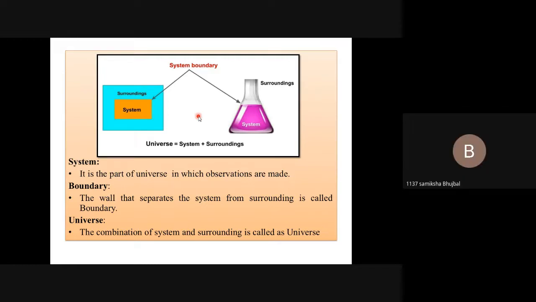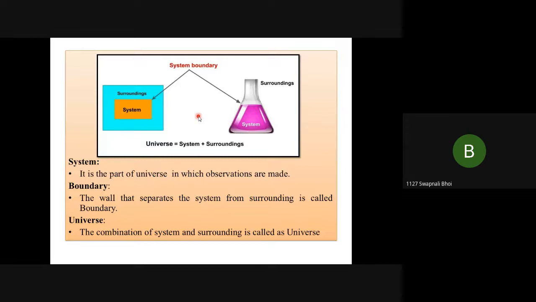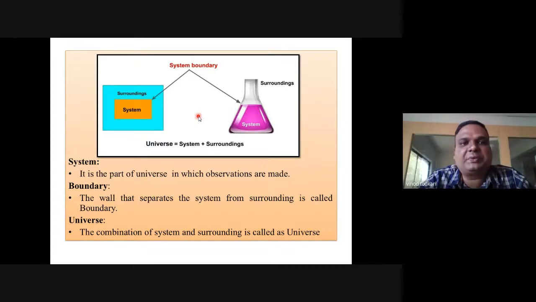System is the part of universe in which observations are made. Yes, that is about system. So system is the part of universe in which observations are made. I believe that this definition is clear to you. Good. What is surrounding? In the universe, the part other than system is called surrounding. Very good. Whatever is present in the universe other than the system, that is called surrounding.